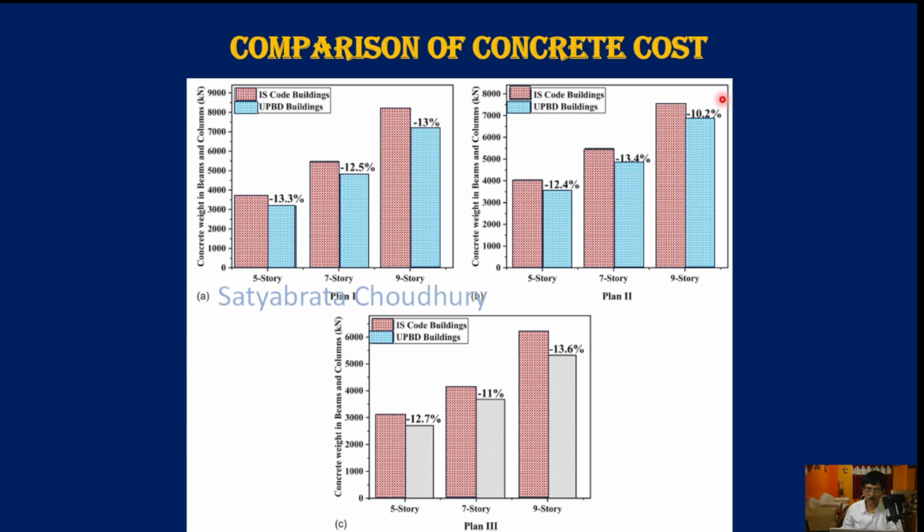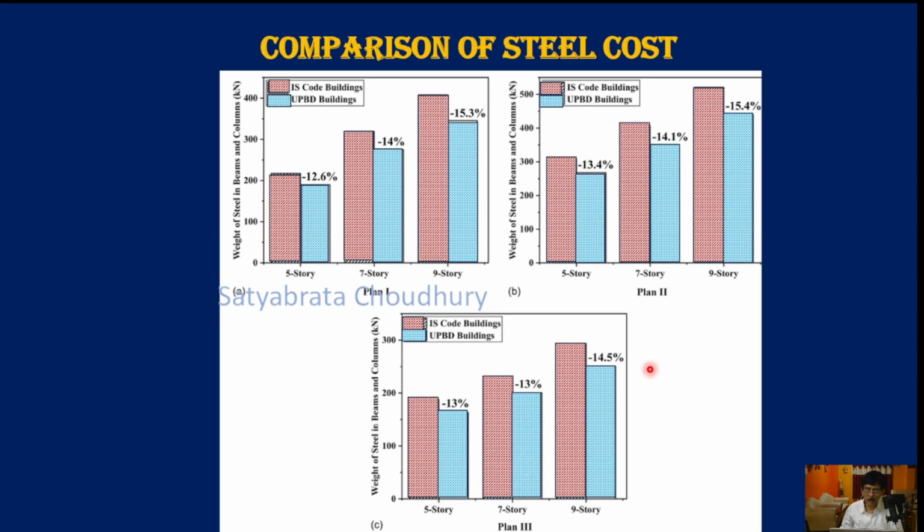Then let us compare the cost. The cost of concrete and steel we are comparing separately because they have different currency index. IS code buildings are shown by red bar diagrams and UPBD buildings by blue bar diagrams. Everywhere the red bars are higher, indicating the cost of concrete is more for the Codal buildings than the corresponding UPBD buildings. Similar diagrams we have drawn for the cost of steel also. So here also IS code buildings are red bars which are taller than the blue bars for the UPBD buildings. So both the cost of steel and concrete are lower in case of UPBD buildings.